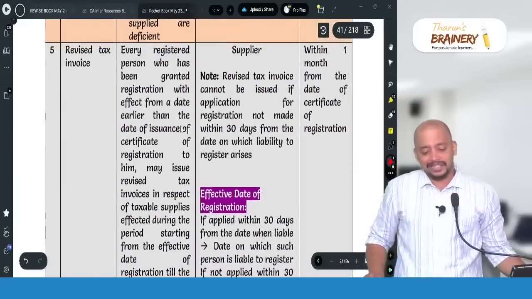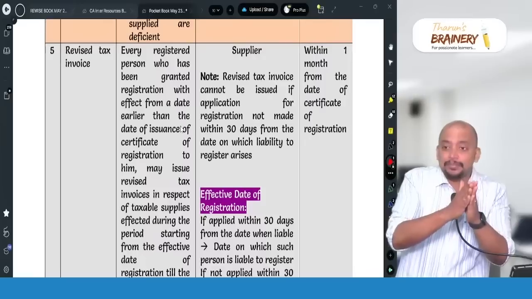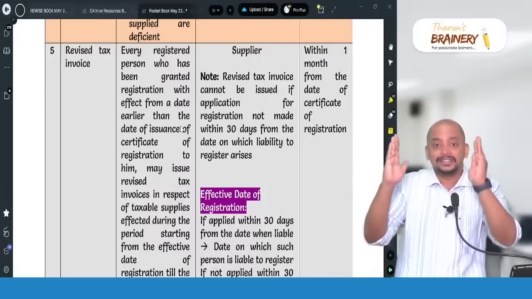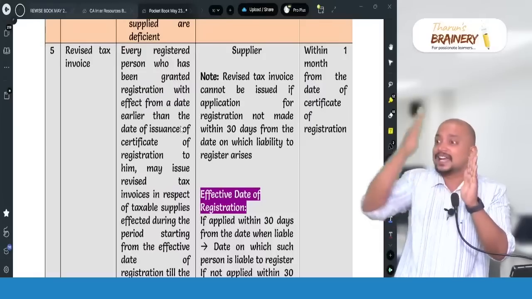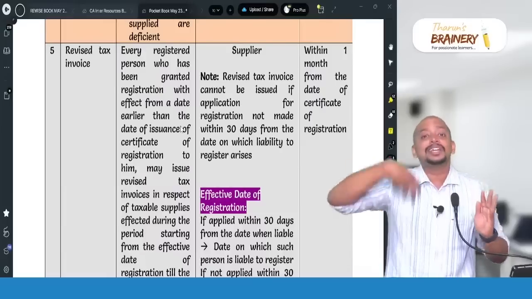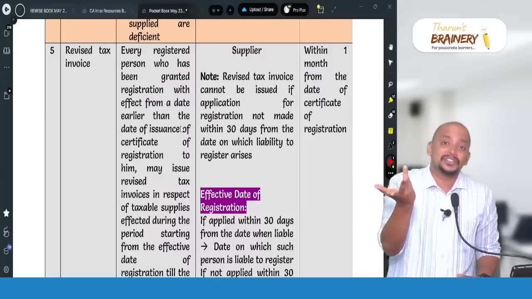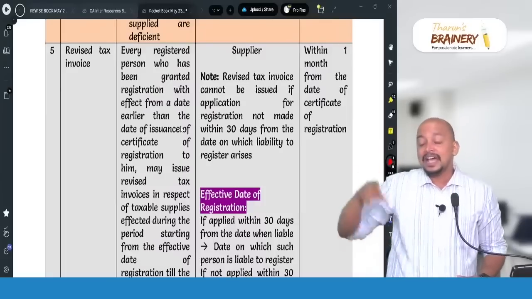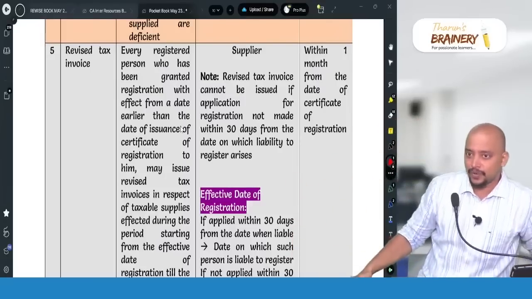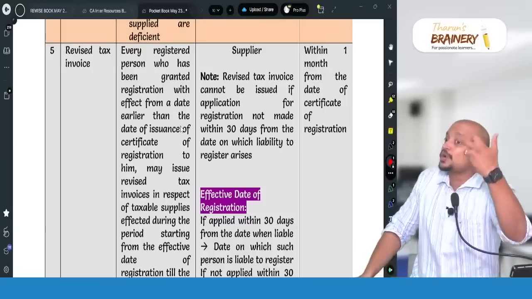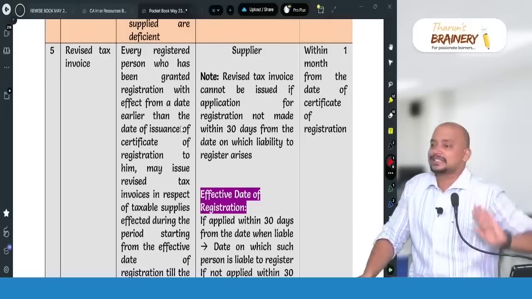Then revised tax invoice. Whenever a person is liable to get registered and he makes an application for registration within 30 days, then in that case, from the date he is liable to get registered till the date he gets the certificate of registration, on their outward supplies they cannot give a tax invoice as and when supply takes place, because they will not get a registration number. So due to that reason, after the registration certificate, within 1 month, they can give a revised tax invoice for collecting GST with respect to outward supplies between which dates? From the date they are liable to get registered till the date they get the certificate of registration.